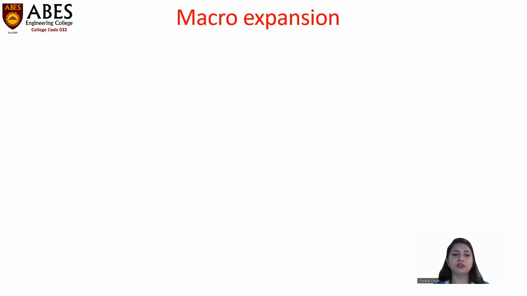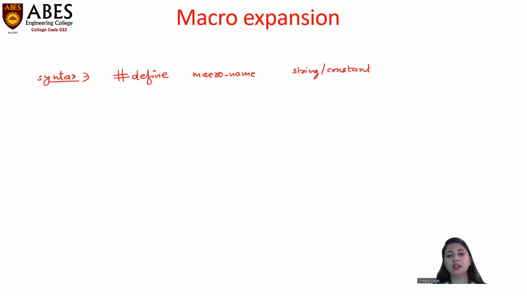The second pre-processing task, and the most important, is macro expansion. Now, what is a macro? First, let us discuss the syntax of a macro. The preprocessor directive used for a macro is hash define. Then we write the macro name or any identifier, and then the value of this macro in the form of a string or any constant. This is the basic syntax of using a macro.